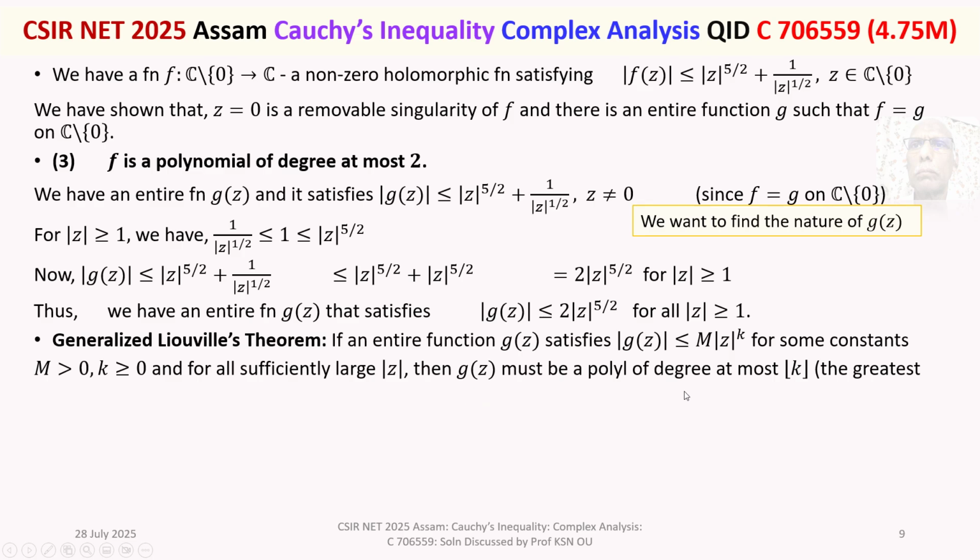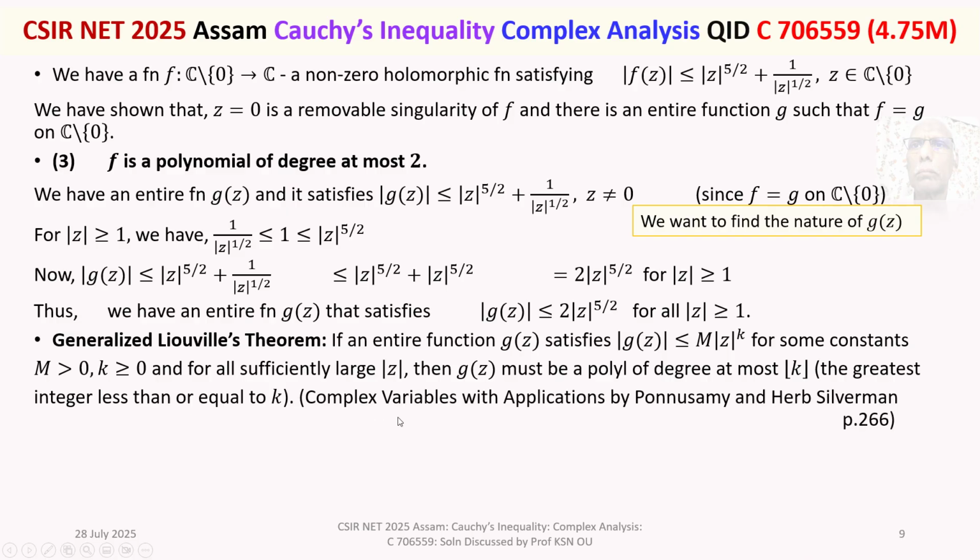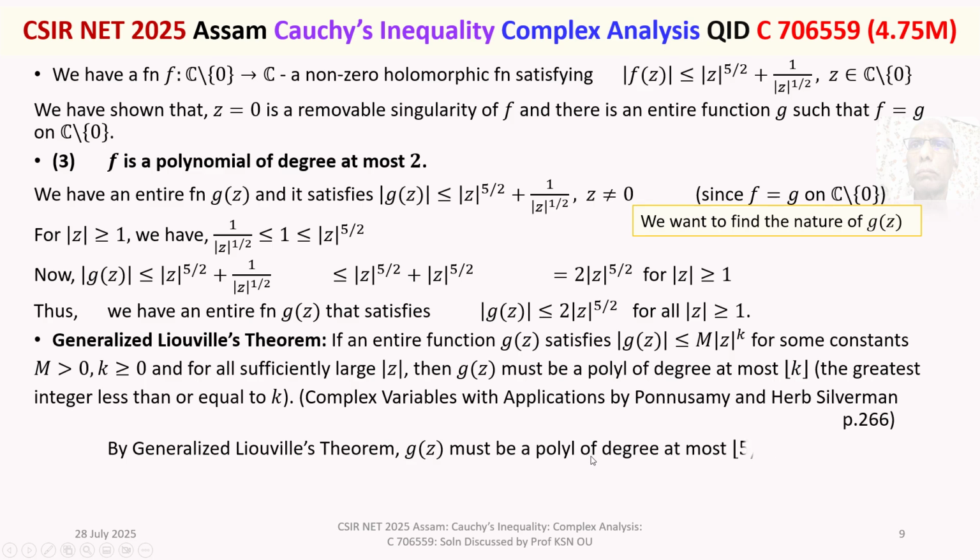Then g of z must be a polynomial of degree at most the floor function of k. Floor function of k, that is the greatest integer less than or equal to k. That is also the greatest integer function. You can see this result in a book entitled Complex Variables with Applications by Ponnuswamy and Herb Silverman at page 266. Now, by generalized Liouville's theorem, g of z must be a polynomial of degree at most floor of k.